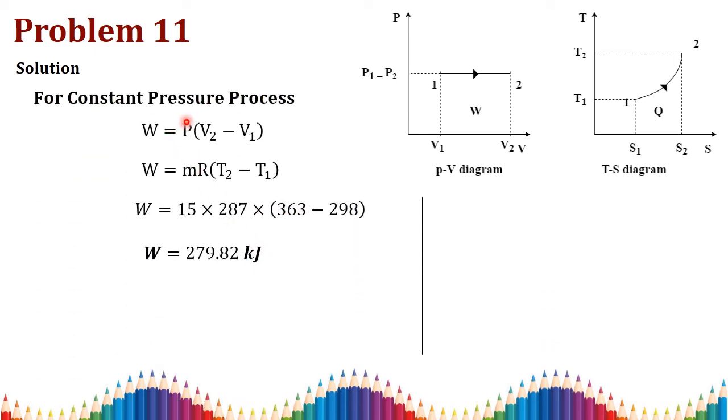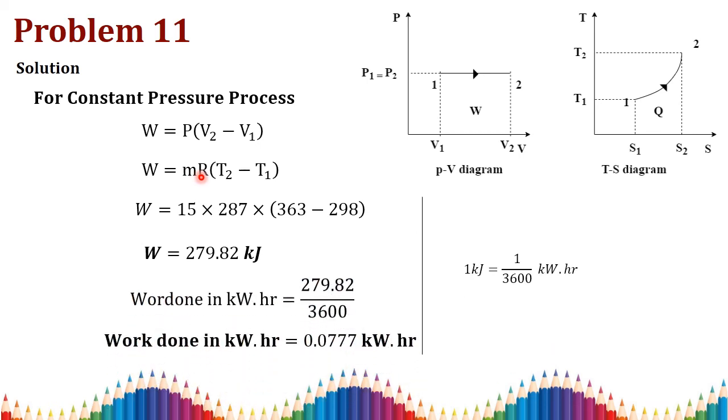For a constant pressure process, we know work done is P into V2 minus V1. So PV2 can be written as MR into T2, and PV1 can be written as MR into T1. MR is constant, so I am taking it outside. M is given, R is a constant value for air, and T2 and T1 are given in the question. We can directly find the work done.